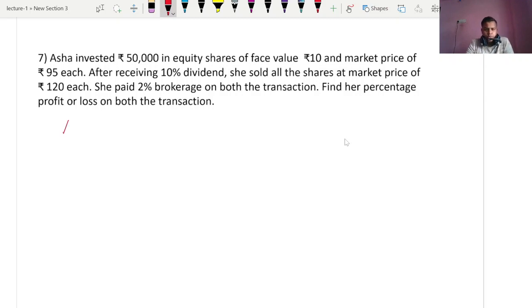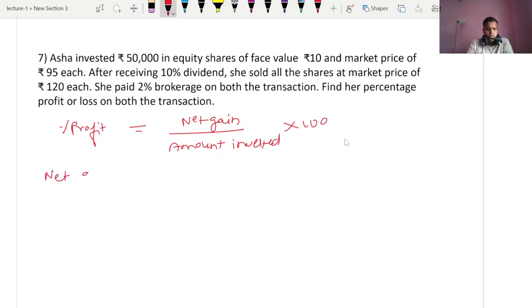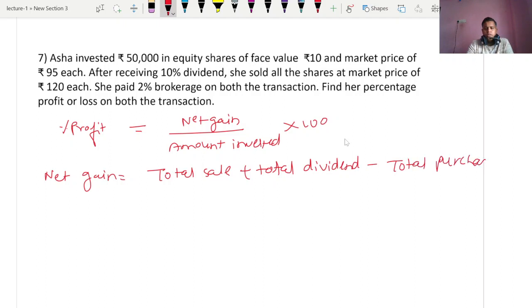So see here, percentage profit or loss, or percentage gain, has a formula: net gain by amount invested multiplied by 100, and net gain has a formula: total sell plus total dividend minus total purchase. So this is the formula for net gain.